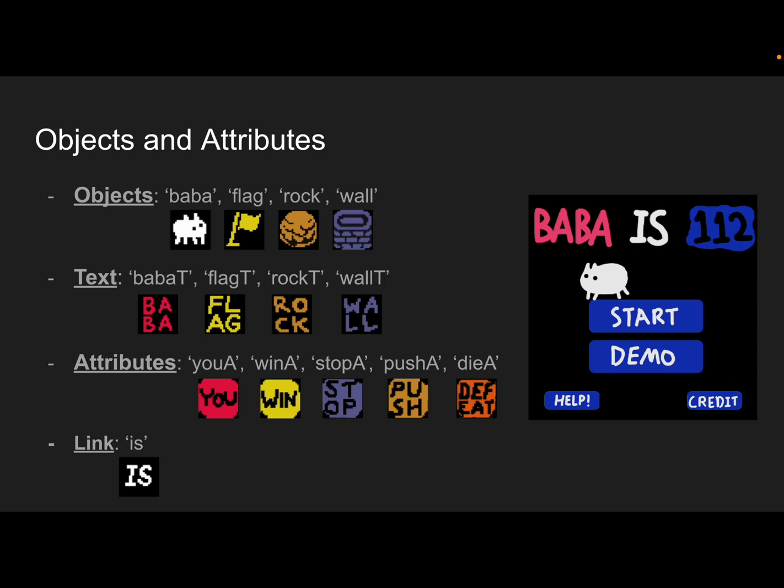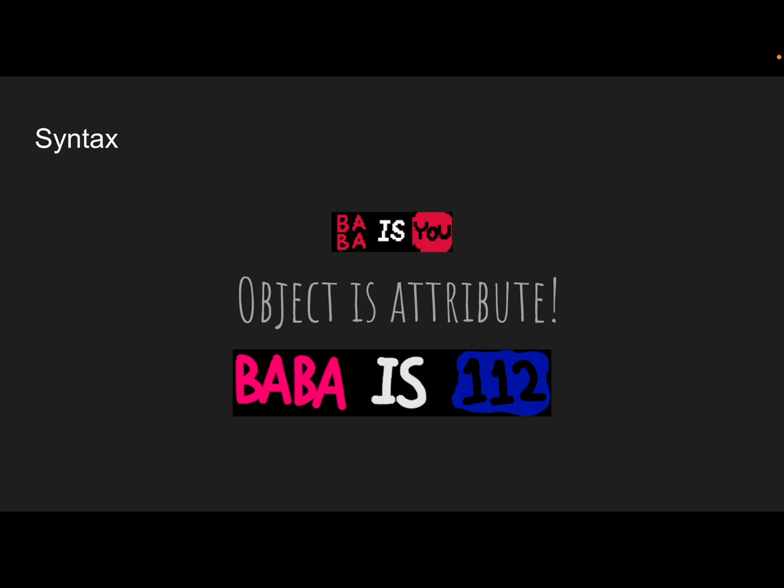We have 4 different objects: Baba, flag, rock, and wall. And we have 4 different text pieces to represent the 4 objects. And we also have 5 attributes: you, win, stop, push, and defeat. And there's also a special piece called is. The basic syntax of this game is that object is attribute. For example, if Baba is you, it means that you're now controlling Baba.